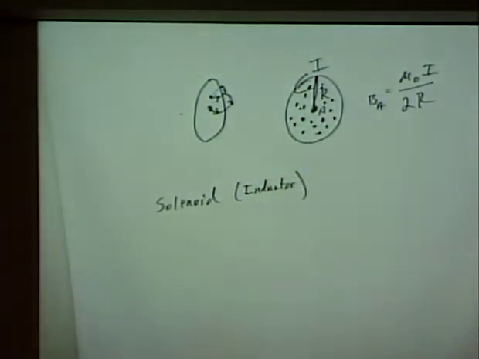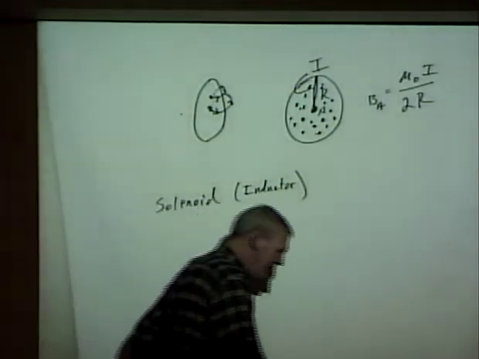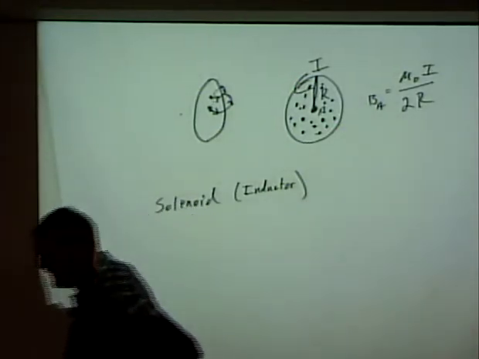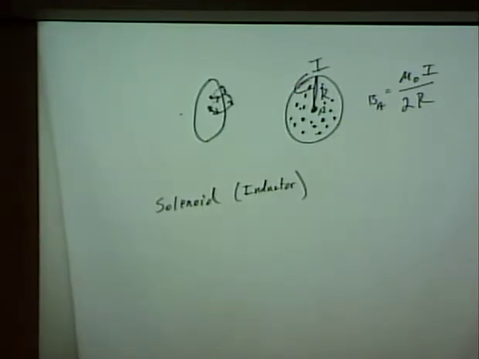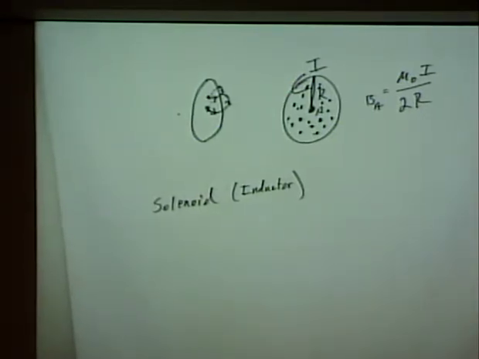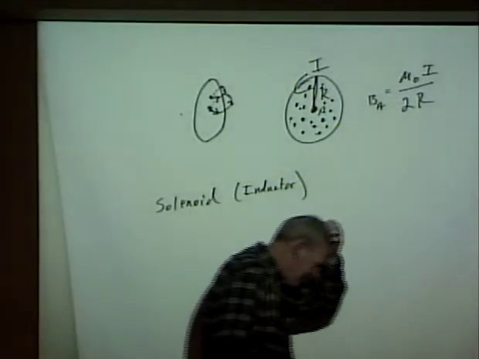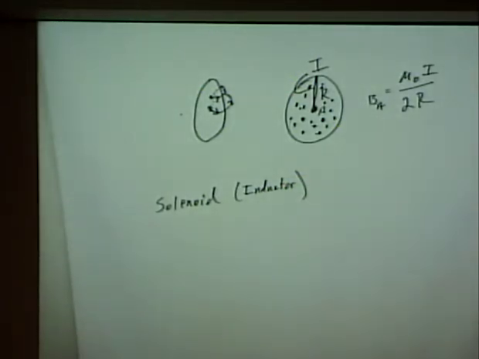A solenoid is used as an inductor. Inductors are kind of cool things because, unlike capacitors, which store an E field, inductors store a B field, the magnetic field. If it was the M field, I wouldn't have to say it, but it's the B field. Why, I don't know.